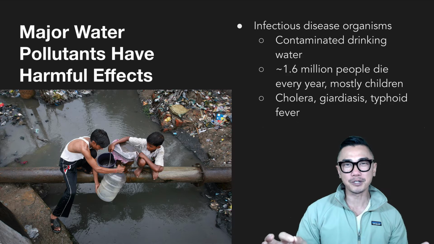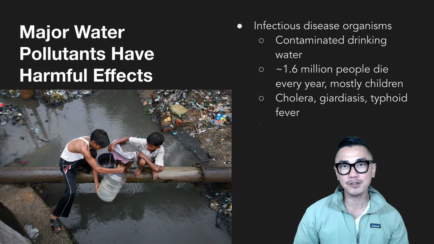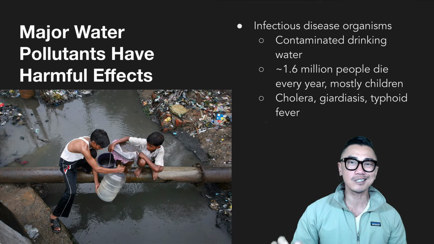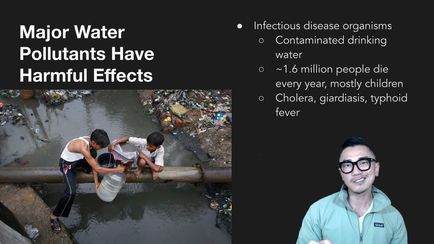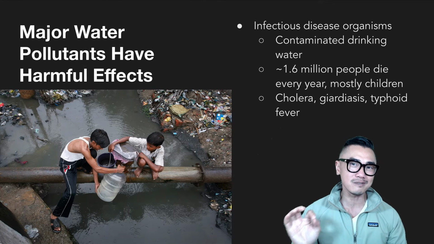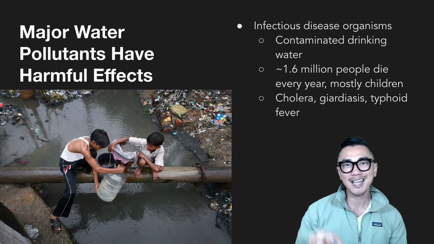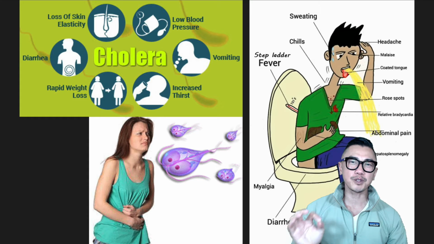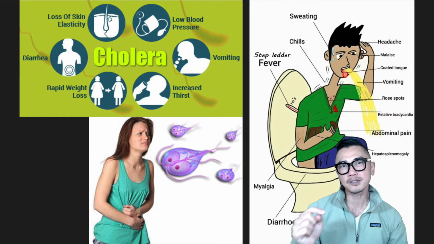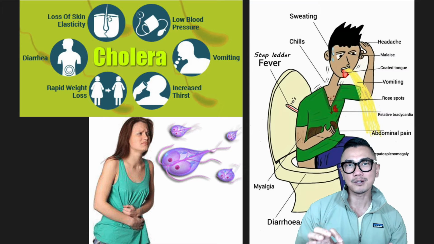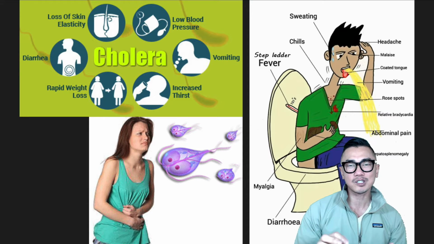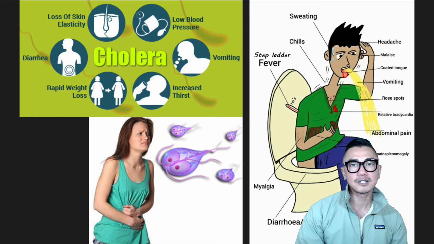Water can also be polluted with infectious disease organisms or pathogens. Contaminated drinking water is responsible for about 1.6 million deaths around the world each year, mostly involving children. Cholera, giardiasis, and typhoid fever are all examples of diseases caused or spread by contaminated drinking water. These images show the symptoms associated with cholera caused by a bacterium on the top left, the symptoms associated with typhoid fever on the right, and the parasite that causes giardiasis, called Giardia, on the bottom left.